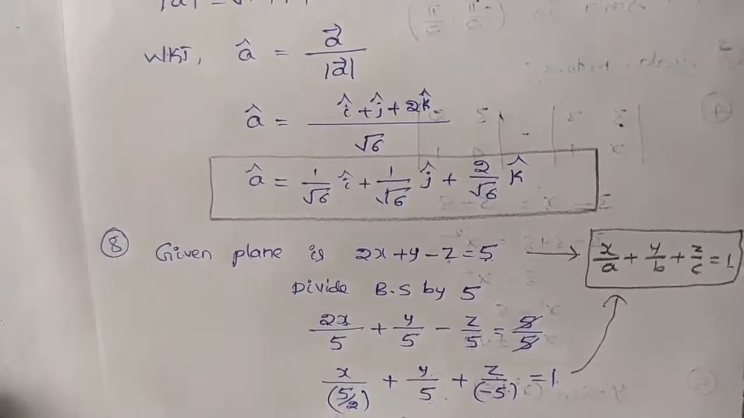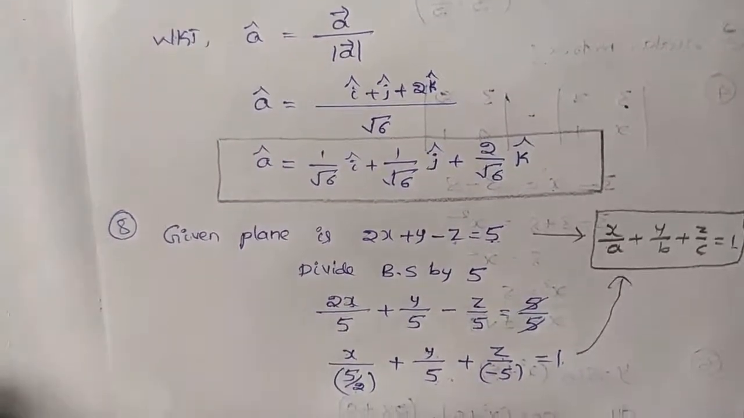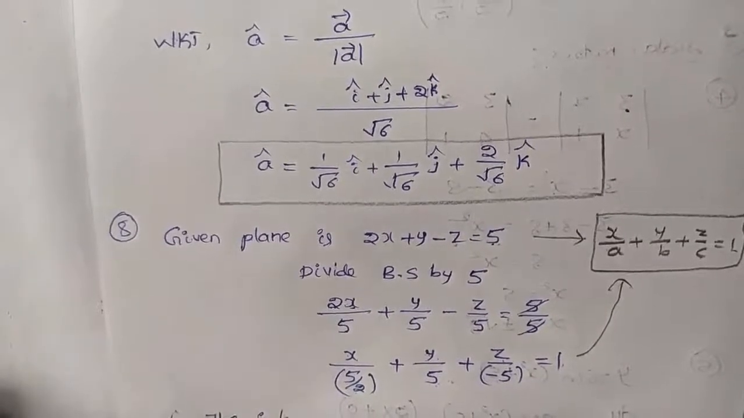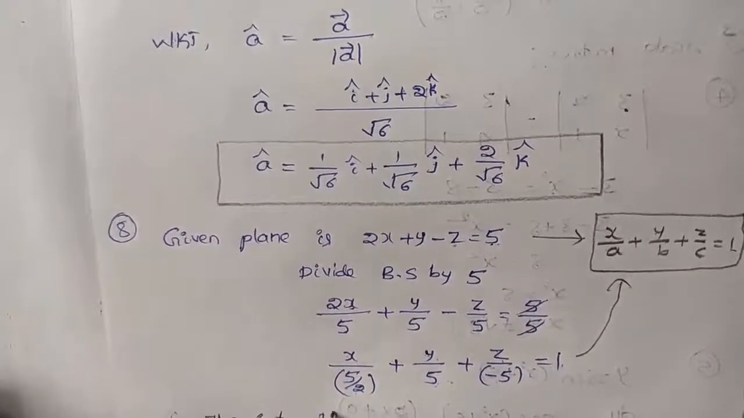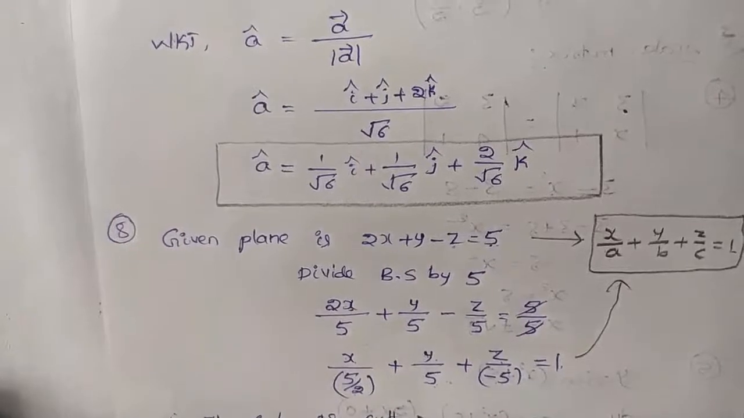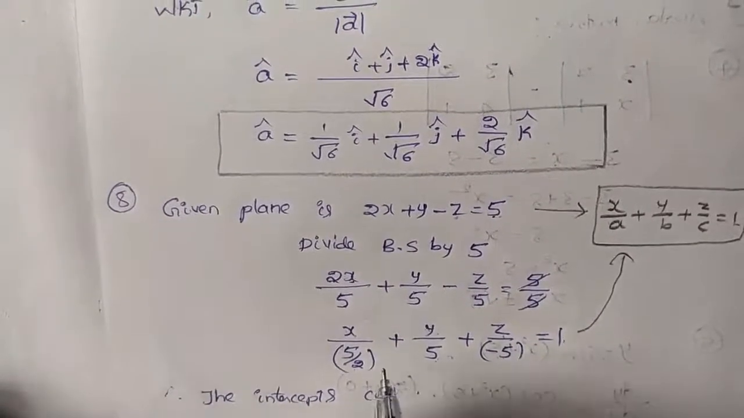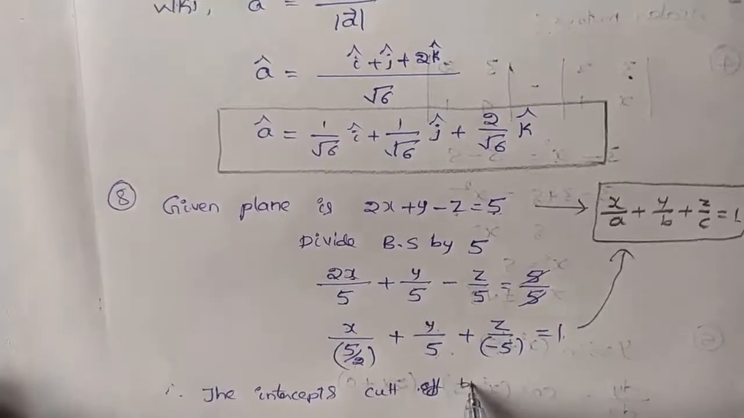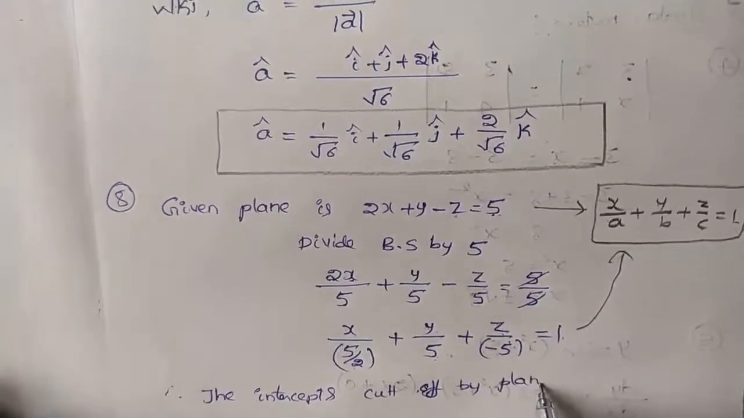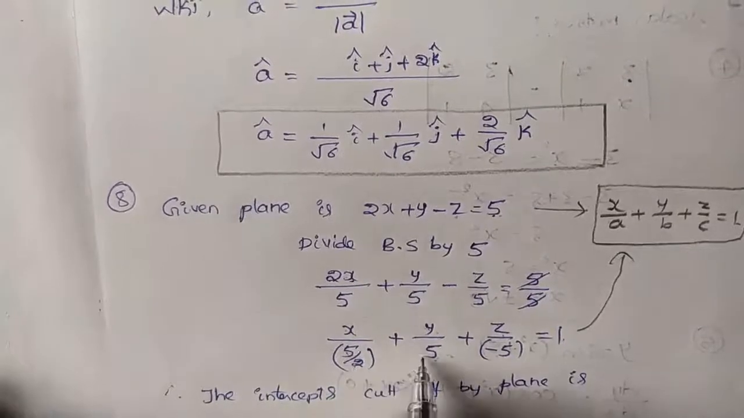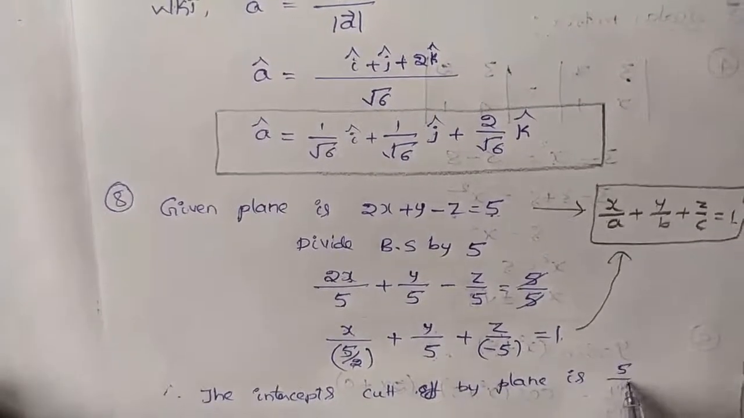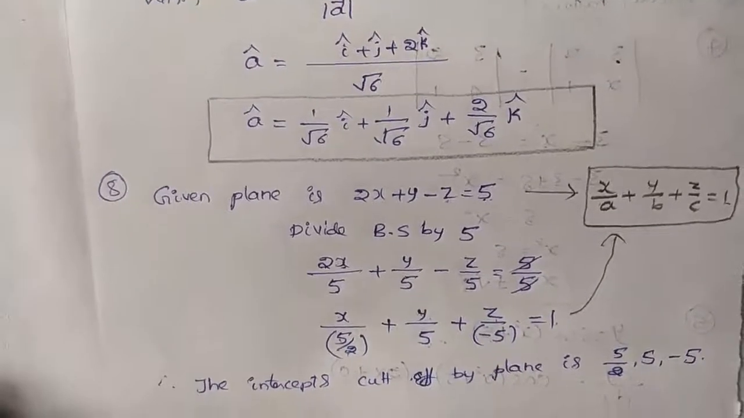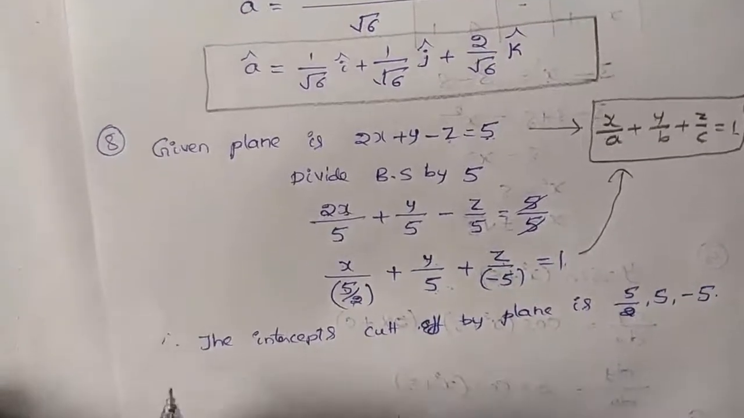Write the conclusion. Therefore the intercepts cut off by the plane is 5 by 2, 5 and minus 5. So 5 by 2, 5 and minus 5. Okay. Next, see the 9th question.